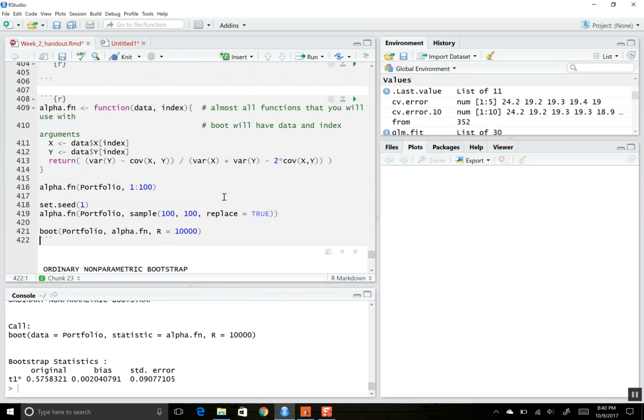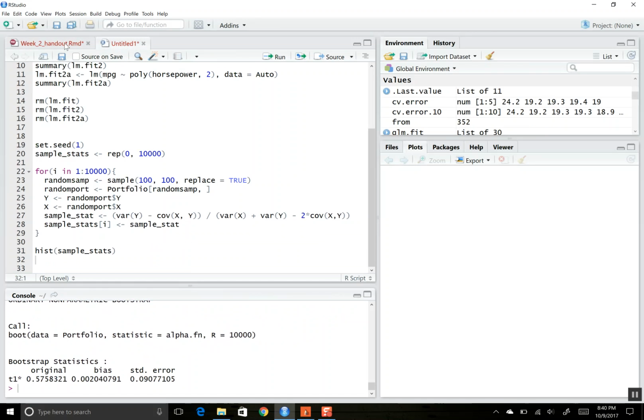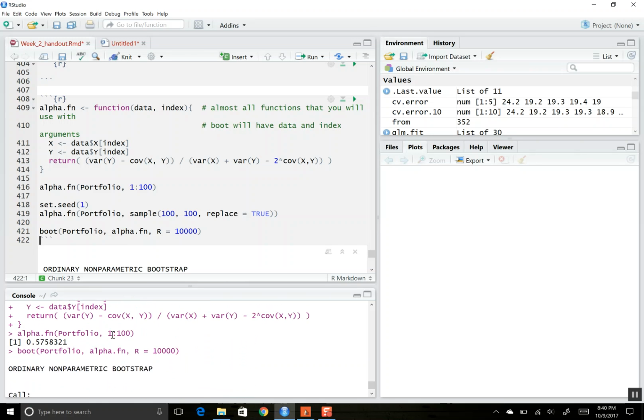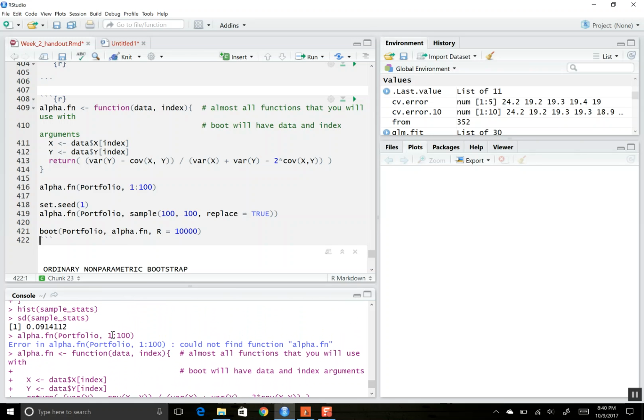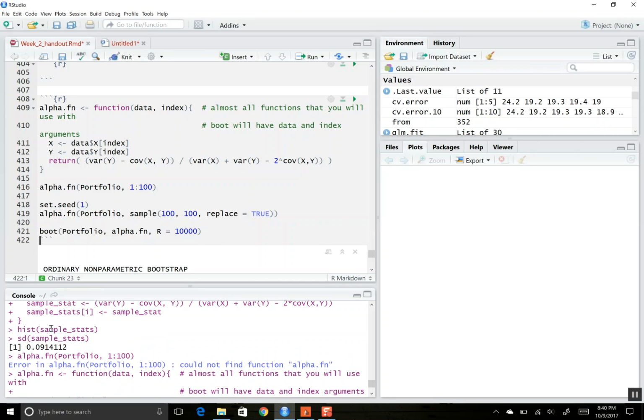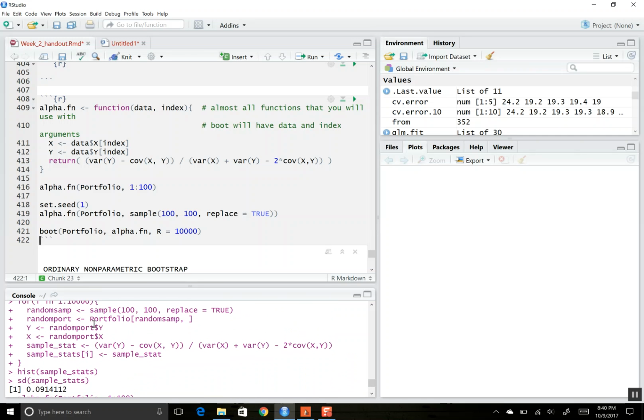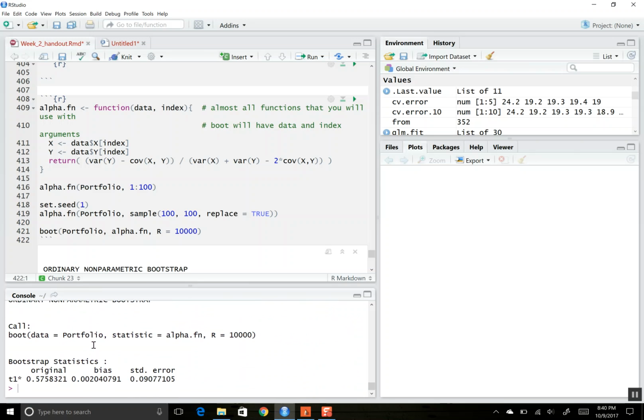So it runs, and this is the estimate of the standard error after 10,000 replications, which I think was pretty close to the estimate that we produced of our standard error, right? So we did this 10,000 times. This is our estimate of our standard error, 0.0914, and I think this shows exactly what we're doing, but you can use the boot library function to do this same thing, okay?